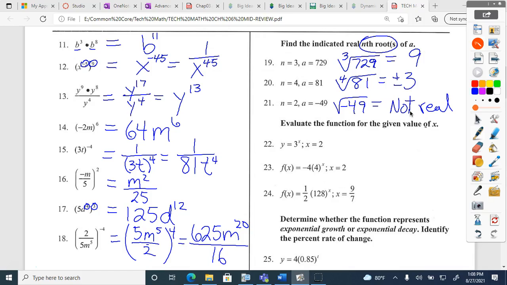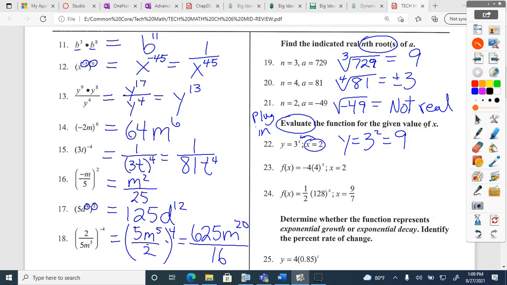All right. 20. Man, y'all should do really good on this test. 9, 6. What's evaluate mean? Plug it in. Plug it in and do it. So all you have to do here is take x and plug it in. Y equals 3 squared. What is that? It's 9.